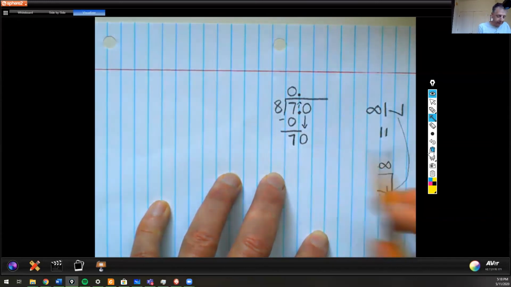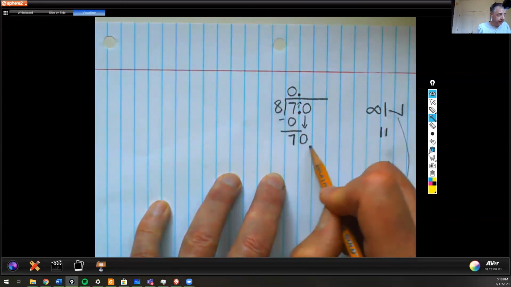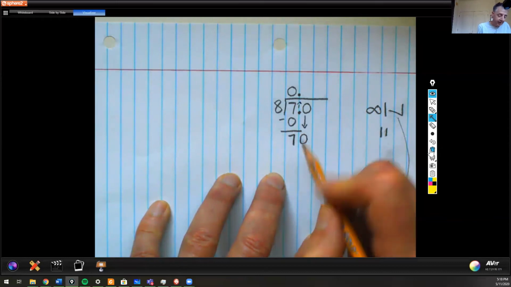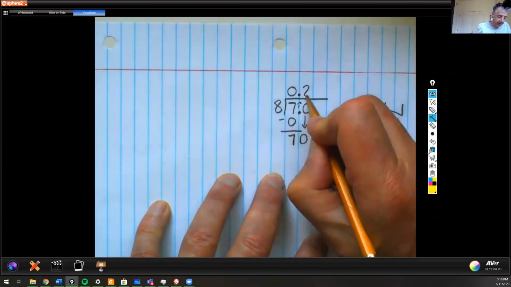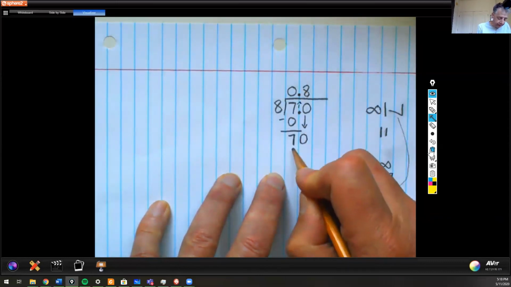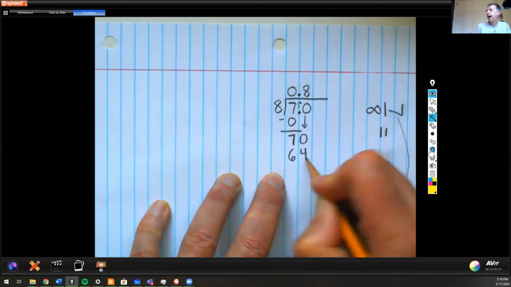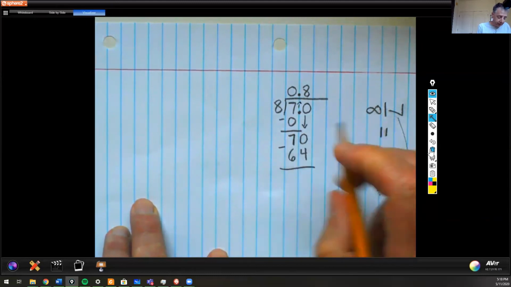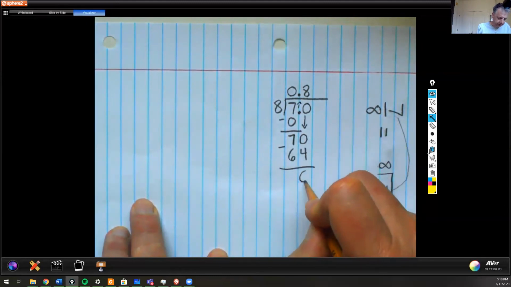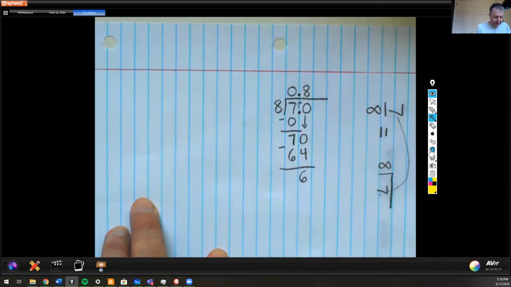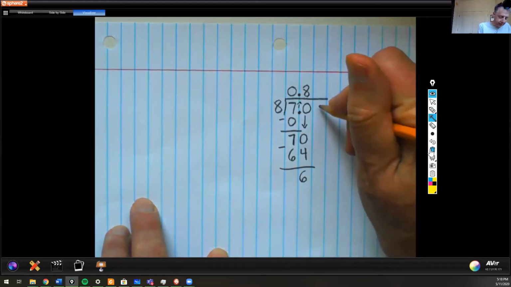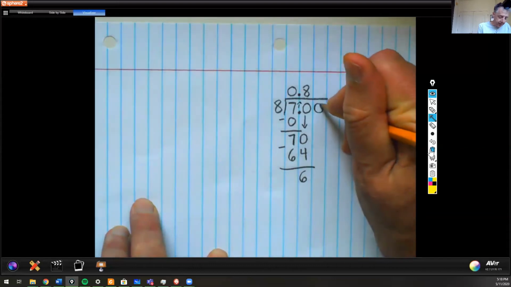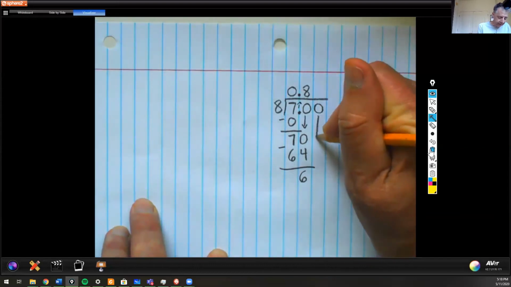Now I can multiply 8 times something to find a number close to 70, and that's going to be 8. 8 times 8 is 64. I'm going to subtract now. 70 minus 64 is 6. Now, boys and girls, I have a remainder, and I'm going to annex another 0 so I can keep on dividing until I get to no remainder.